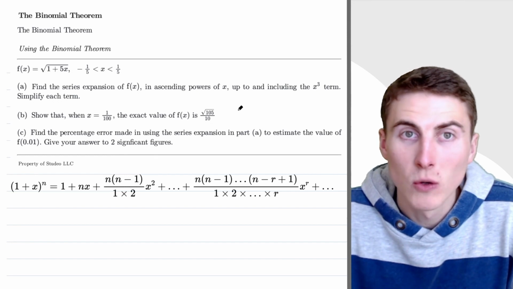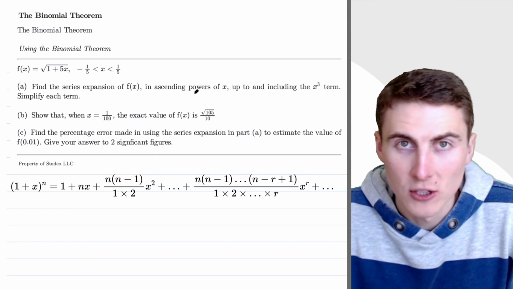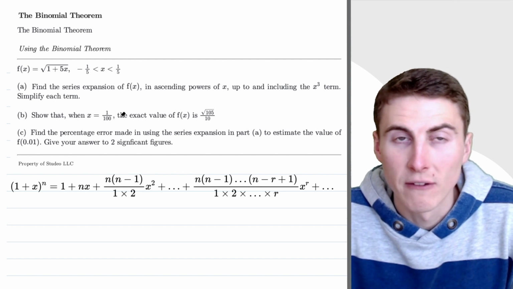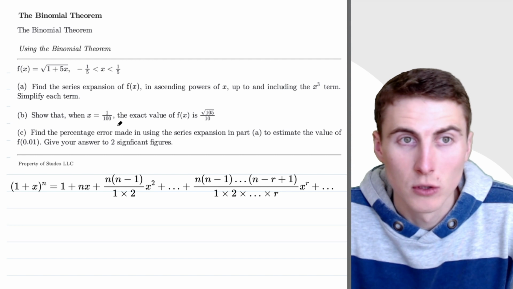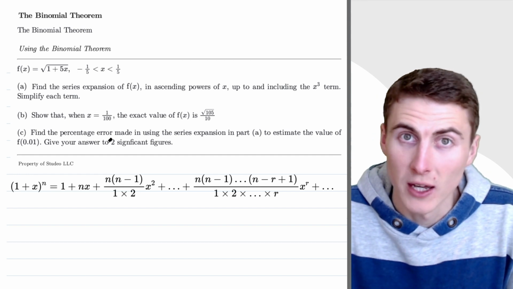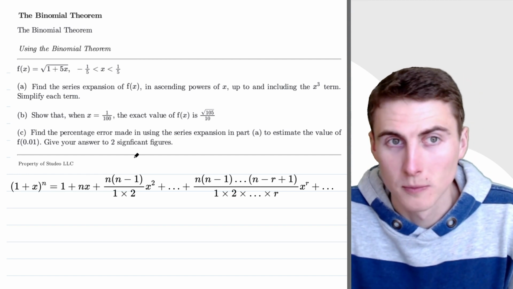Hello, so in this video we're doing another binomial expansion, but this time there's a couple extra little bits. We're going to have to find what the expansion is equal to when we're given a certain value of x, and then we're also going to have to find the percentage error between that value that we get, the approximation, and the true value.